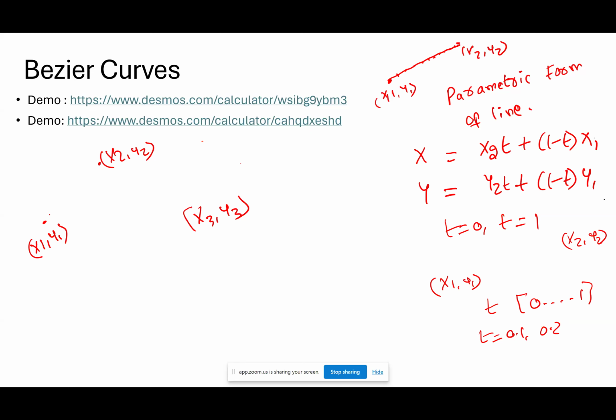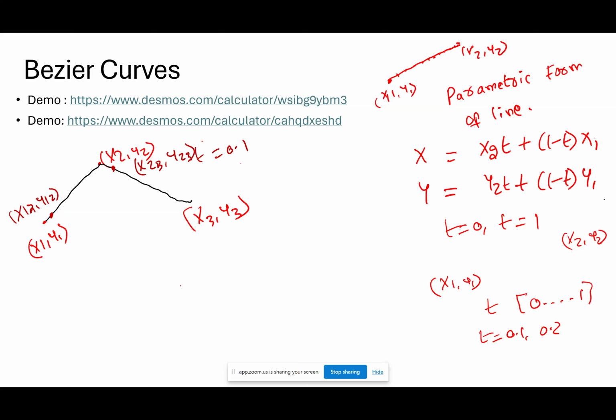Now what you do is, let's say this is the imaginary line. We haven't constructed this line. Now let's substitute t equal to some value, point one. So here you will get this point, right? And in between x2 y2 and x3 y3, you will also construct this point for t equal to point one. Now these are new points, let's say x12, y12, and this is another new point, x23, y23.